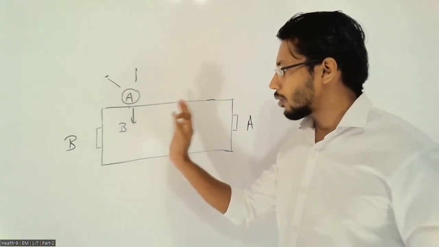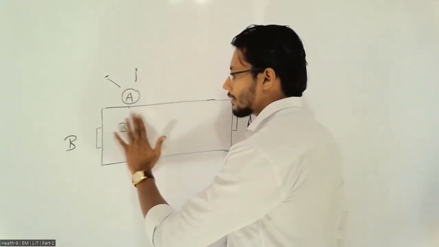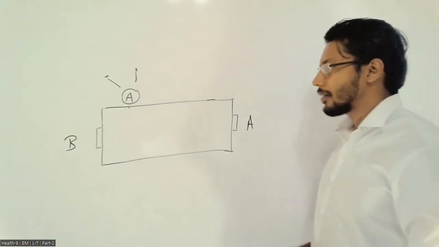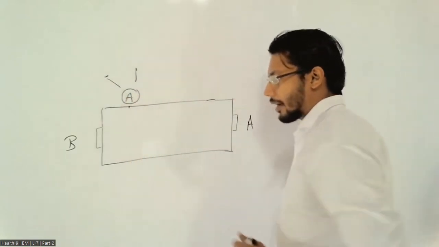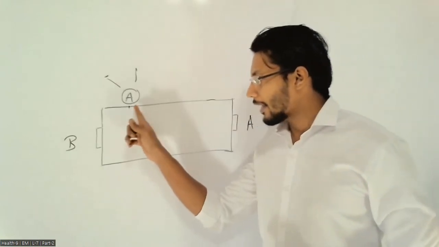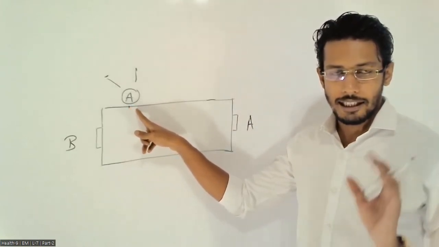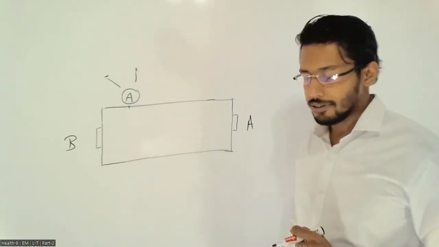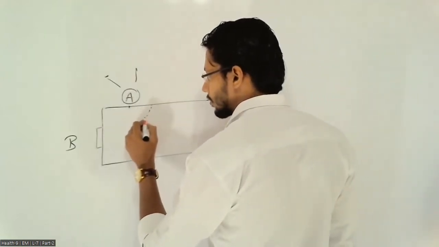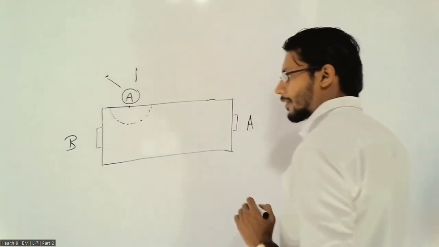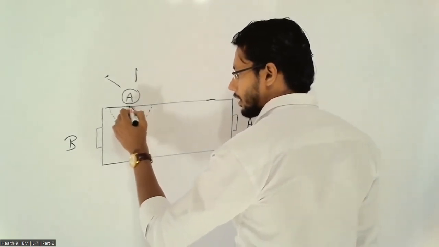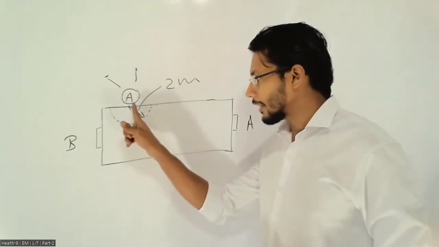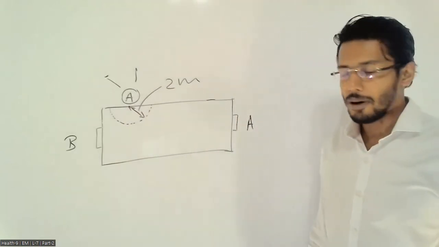So when the throw-in happens, what about the opponents? Opponents should be, if you draw a circle taking this point as the center, with a radius of 2 meters, like this. If you draw a circle with a radius of 2 meters, taking this point as the center, what will happen?